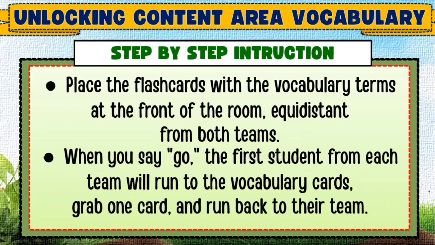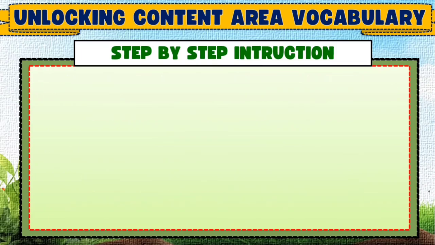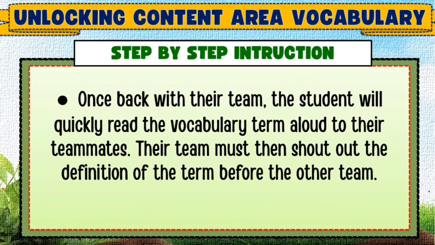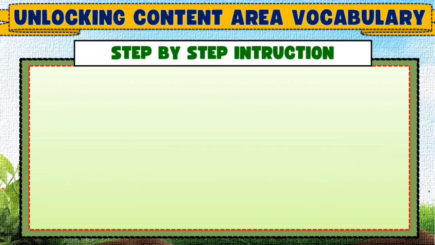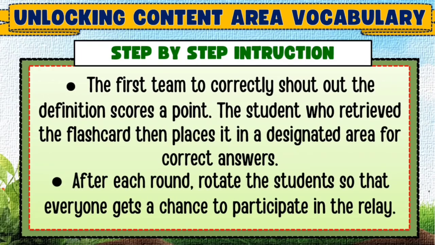Equidistant from both teams. When you say go, the first student from each team will run to the vocabulary cards, grab one card, and run back to their team. Next, once back with their team, the students will quickly read the vocabulary term aloud to their teammates. Their team must then shout out the definition of the term before the other team. The first team to correctly shout out the definition scores a point.